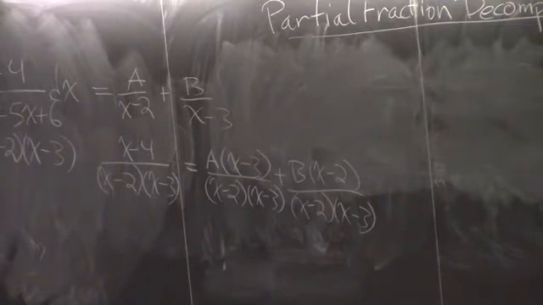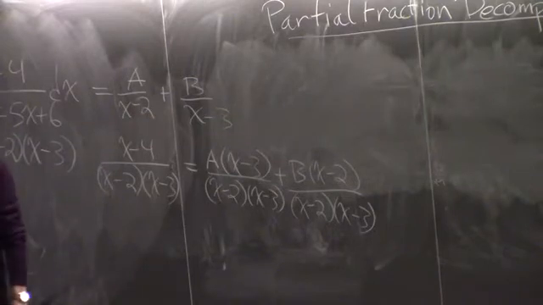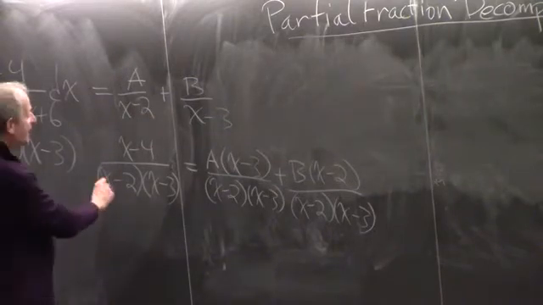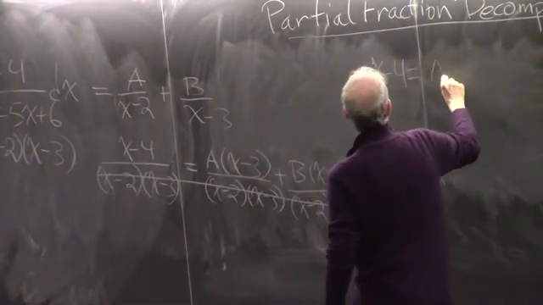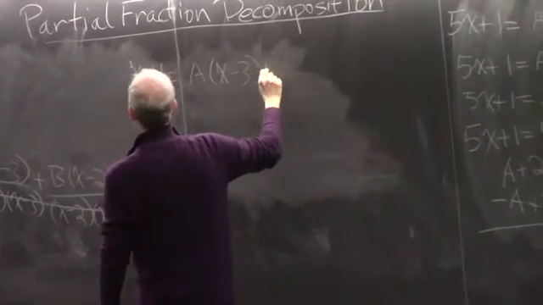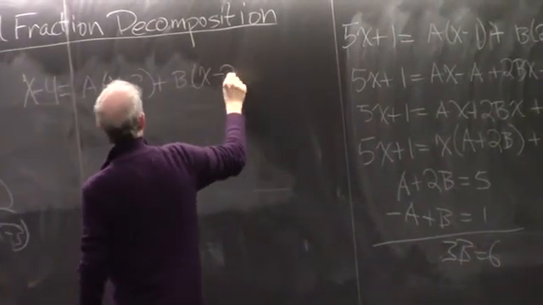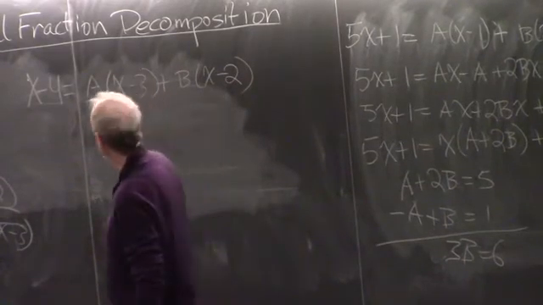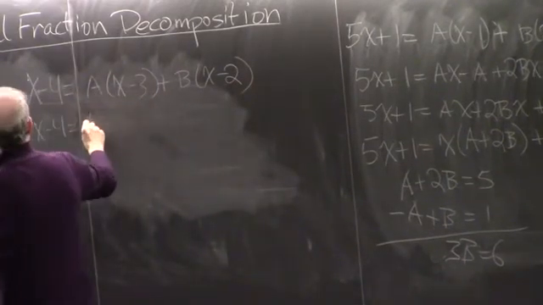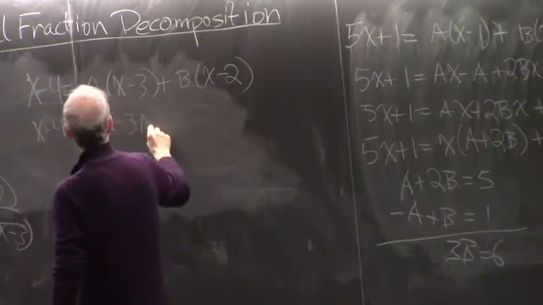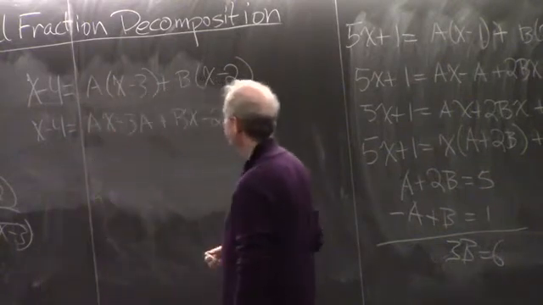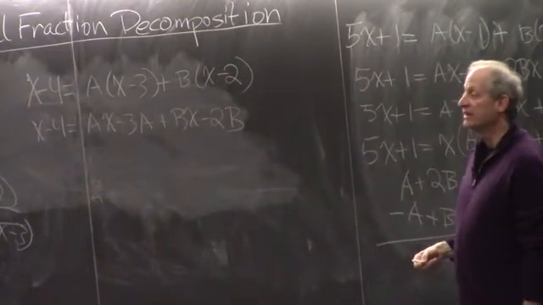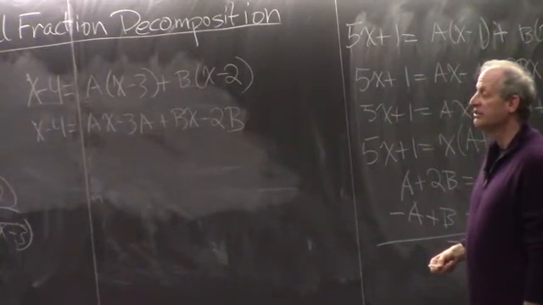Doesn't matter which one you put under A and which one you put under B. Feel free to do either order. In the end, you'll end up with the same answer. Okay? Now, cancel those. And I know that x minus 4 is A times x minus 3 plus B times x minus 2. Distribute. I'm going to get x minus 4 is ax minus 3a plus bx minus 2b. Yes? Okay, Dan, what's the question?